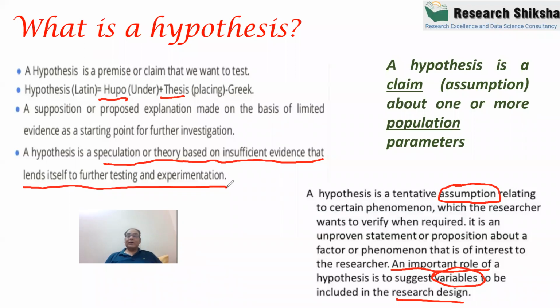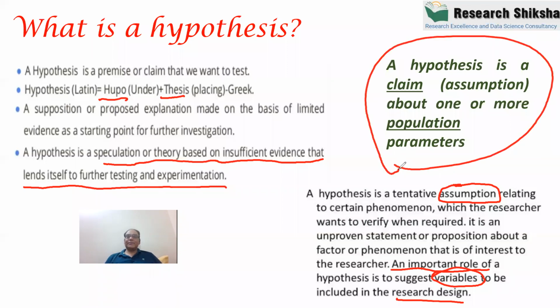So these are the different definitions given by different books, but I believe in this definition: a hypothesis is an assumption about one or more population parameters, because we are testing the hypothesis on a sample study, and whatever result comes from the sample study, we are going to apply on the population. This concept is known as statistical inference. So the hypothesis is always about the population. This is a very important concept, that the hypothesis is not on the sample study. The hypothesis is always about the population.